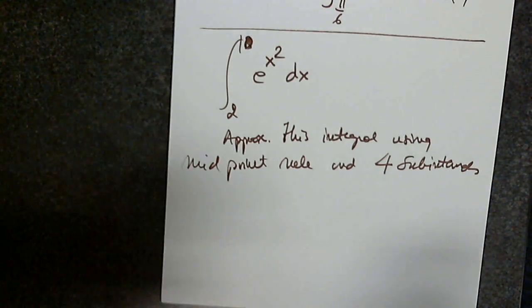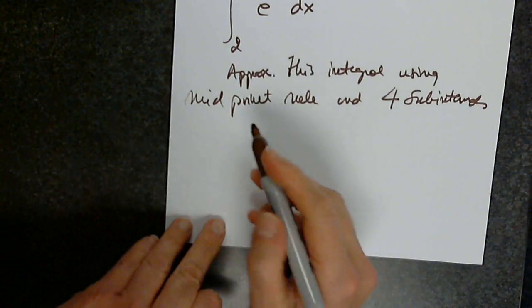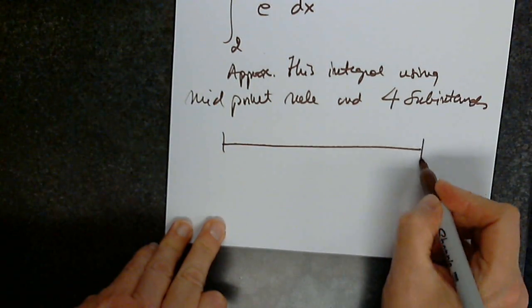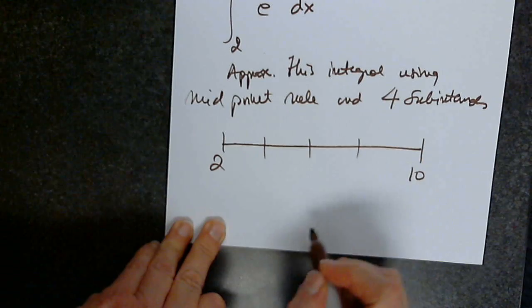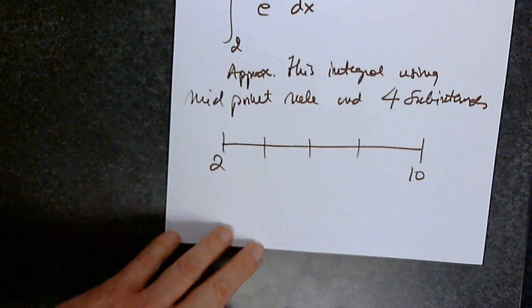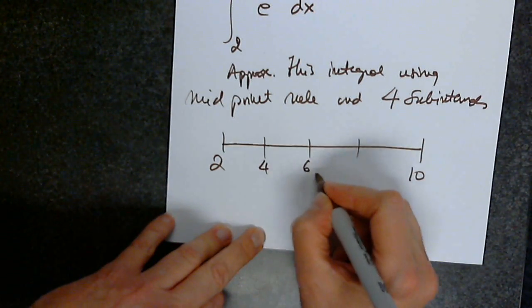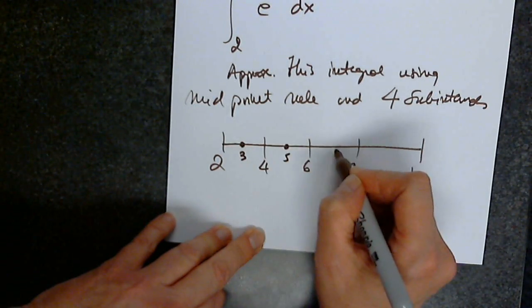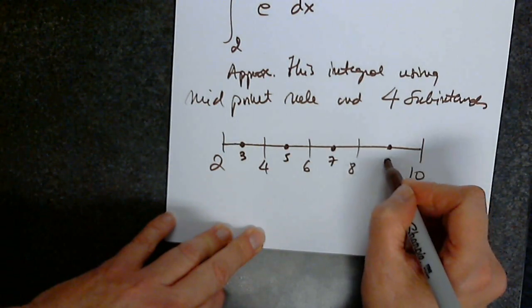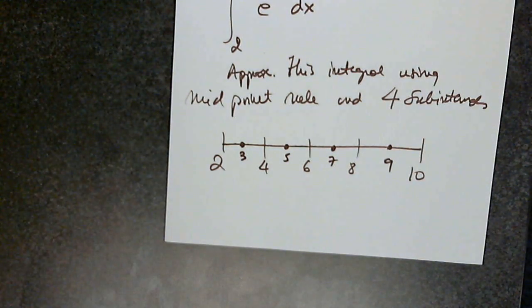First, I would split the interval to see it. So I will prepare my work from 2 to 10. 1, 2, 3, 4. So 4, 6, and 8. So the middle one is at 3, the middle one is at 5, the middle one is at 7, and the middle one is at 9. So then I will have base times height plus base times height plus base times height plus base times height.